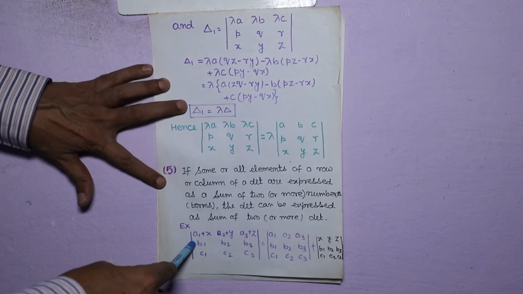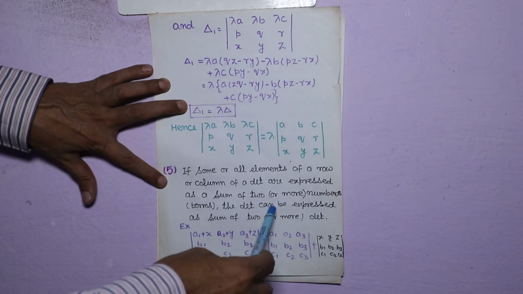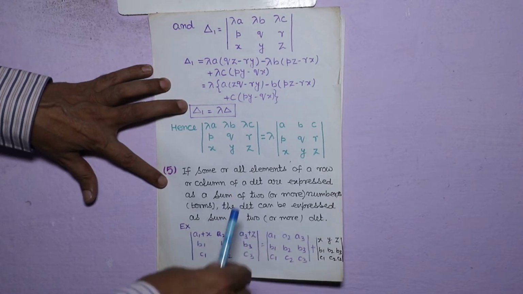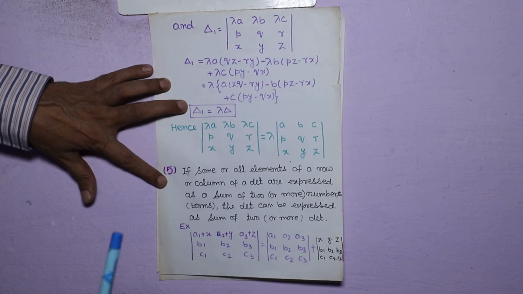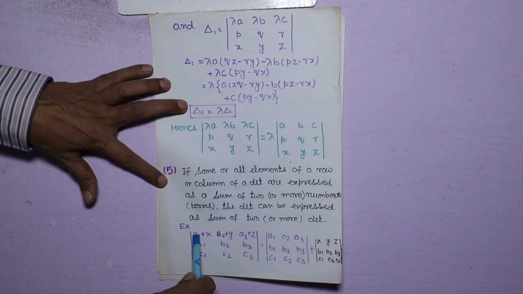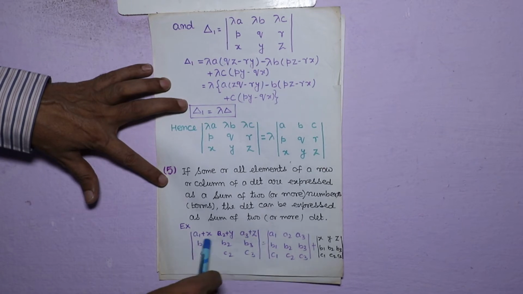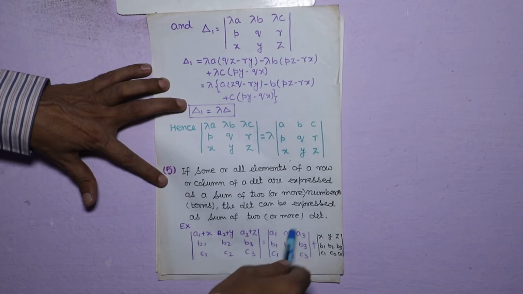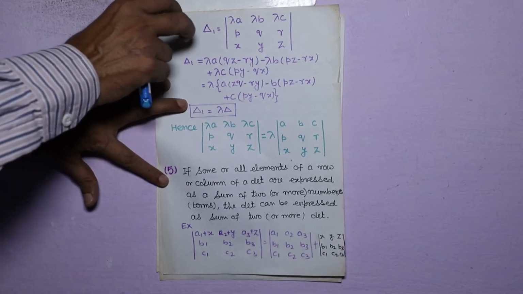Now the next property: if some or all elements of a row or column of a determinant are expressed as sum of two or more numbers, then the determinant can also be expressed as sum of two or more determinants like this. Let the first row be a1 plus x, a2 plus y, a3 plus z, with rows b1, b2, b3 and c1, c2, c3. This can be written as the determinant a1, a2, a3, b1, b2, b3, c1, c2, c3 plus the determinant x, y, z, b1, b2, b3, c1, c2, c3. This can be verified.